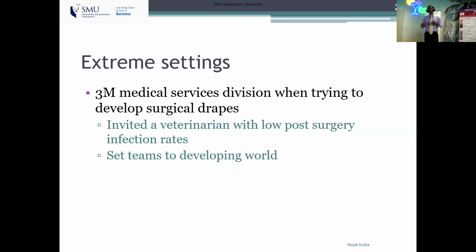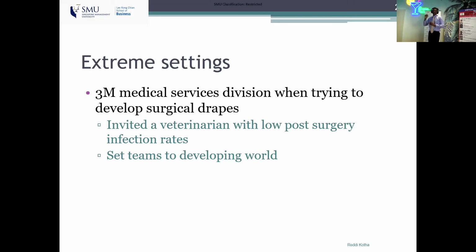What happens with post-operative care in lots of regions around the world is that there are infections post-operation for a variety of reasons. So when 3M wanted to tackle this problem, they decided to take a lead user innovation approach. So they said, who can we learn from that will help us develop this product? So they consulted many people. Two sources stand out, right?